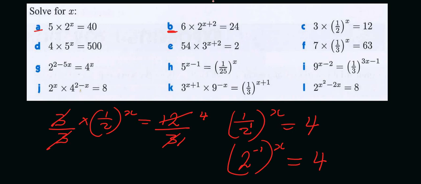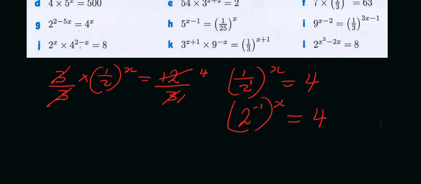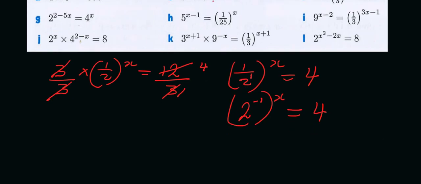Now the base on the left side is 2, so let's also make the base on the right side 2 to the power of 2. -1 times x is going to give us -x, so we have -x equal to the same base on the right side to the power of 2, which is the same thing as 4. Since we have the same base on both sides, we can simply equate the exponents. So this will become -x is equal to 2.